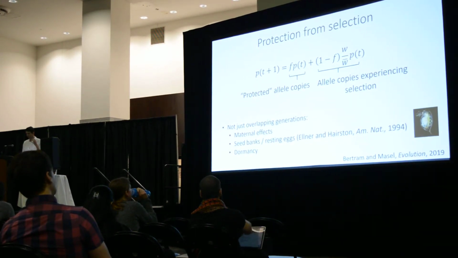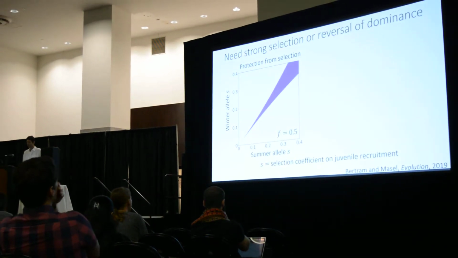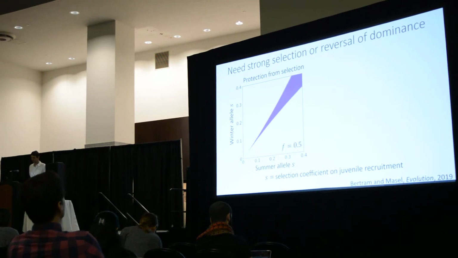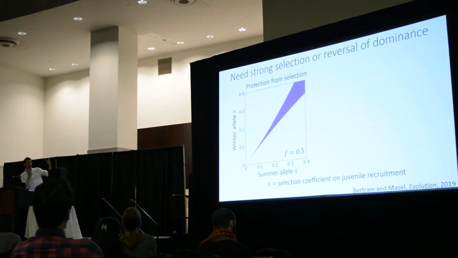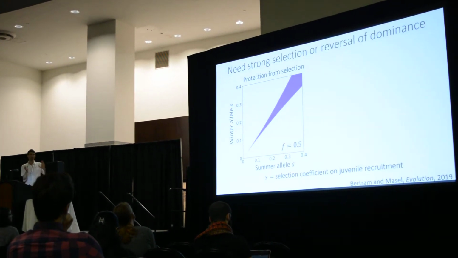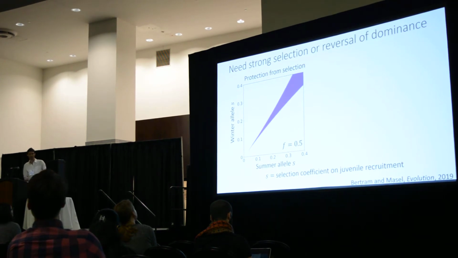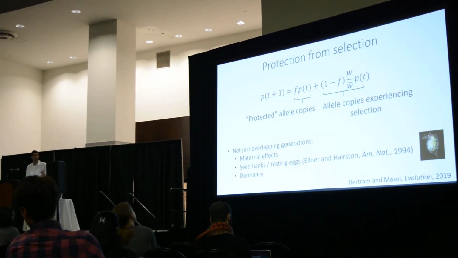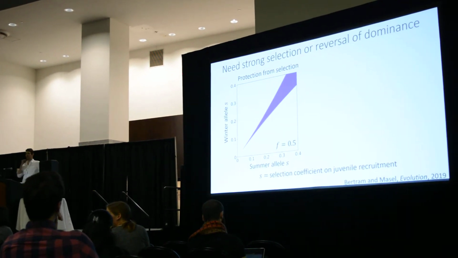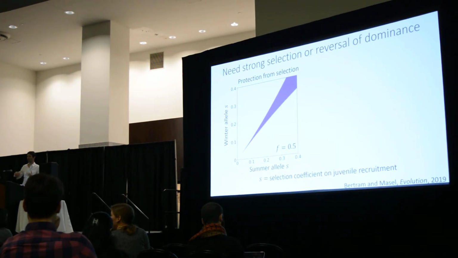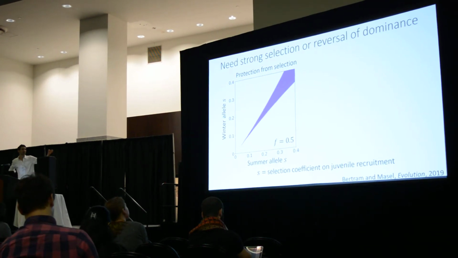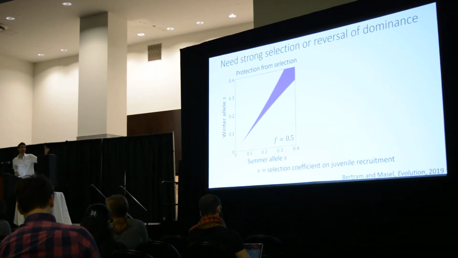So what I mean by strong selection, I'm going to make a bit more precise now. This graph shows the region of stable polymorphism in this case of protection from selection, which is the term I'm using for all of those mechanisms I described here. The axes are the selection coefficients on the alleles when they're favored. The x-axis is the selection coefficient favoring the summer allele in the summer. The y-axis is the selection coefficient favoring the winter allele in the winter.